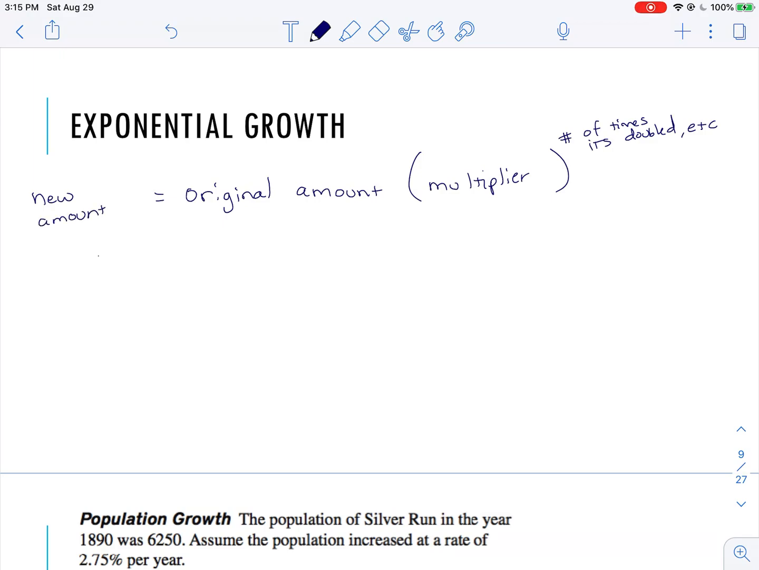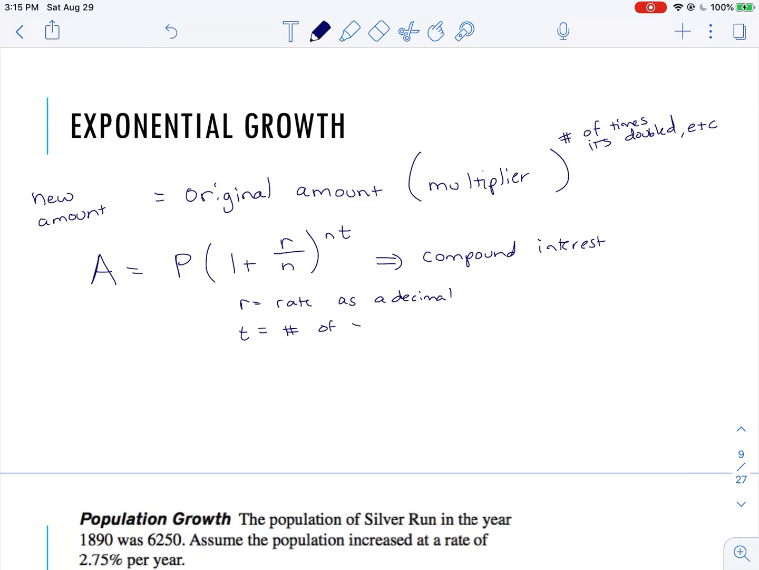So in the interest formula, you can say the amount is going to equal the principal times 1 plus the rate over n, to the nt. That's the compound interest formula. And that's what banks use. And so remember, r is the rate as a decimal. t is the number of years. And n is the number of times it's been compounded per year. So it could be compounded monthly, quarterly, yearly, weekly. So that is one of the formulas.